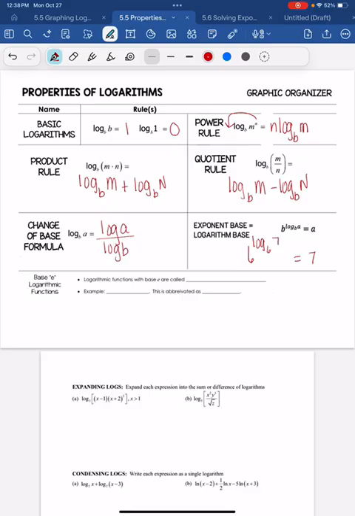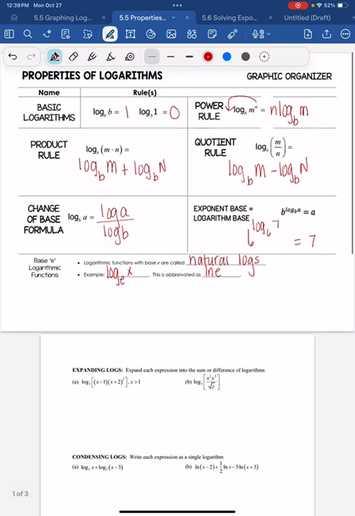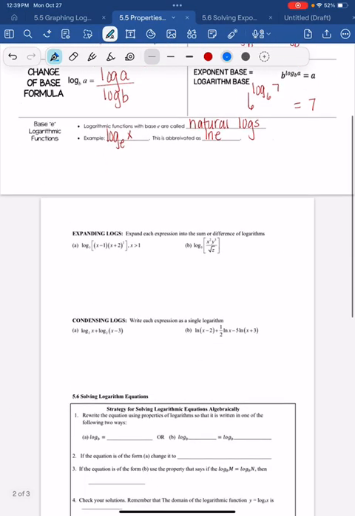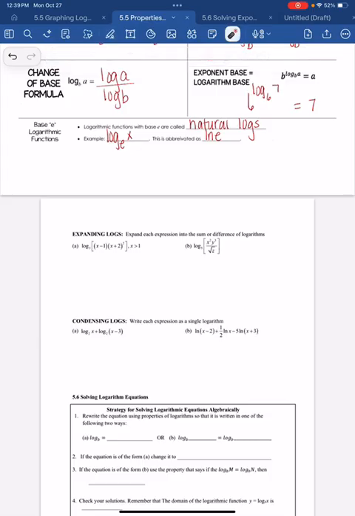Logarithmic functions with a base of e are called natural logs. So the log base e of x is abbreviated as ln of x. Okay, so we're going to expand, we're going to contract, we're going to use all these properties. Okay, so expand, that means I'm going to have multiple logs. We're going to use a sum or a difference. We're going to have multiple logs.